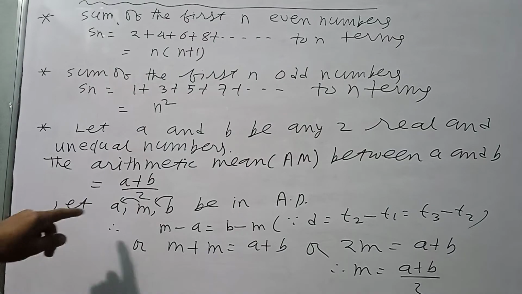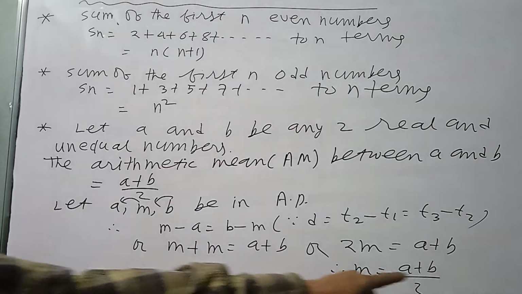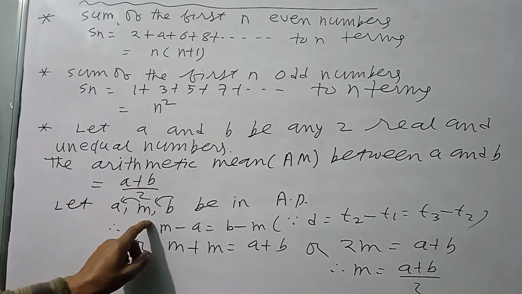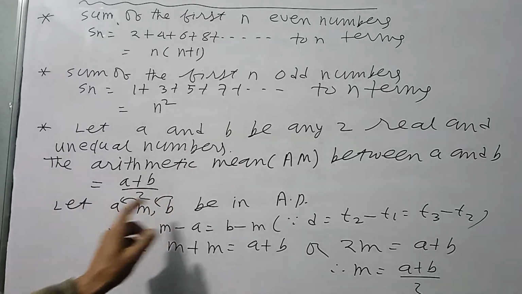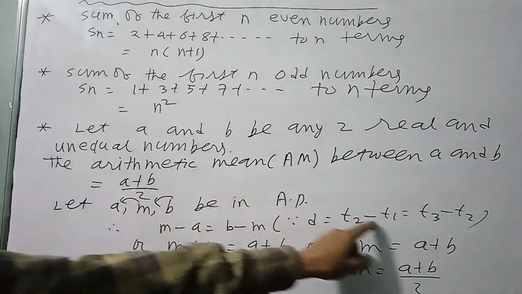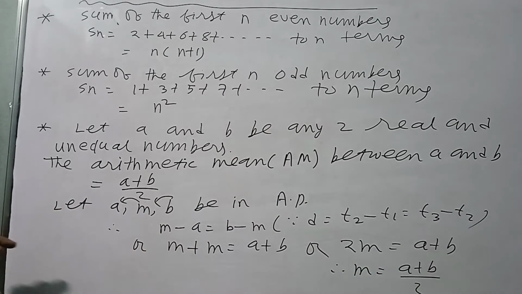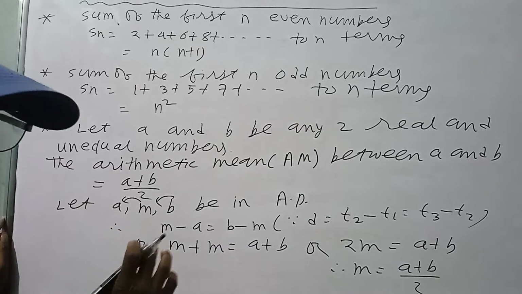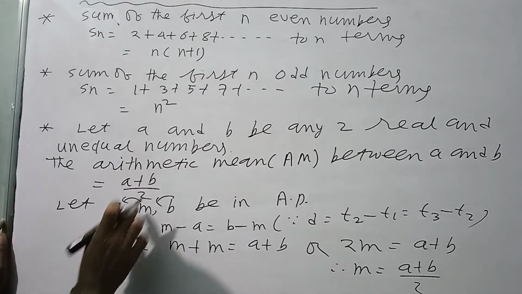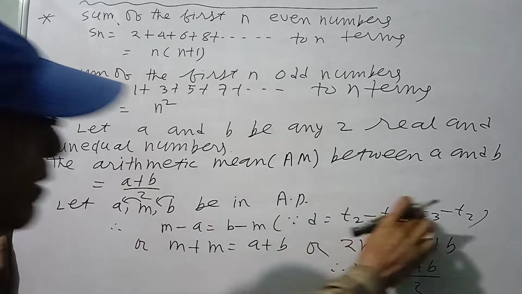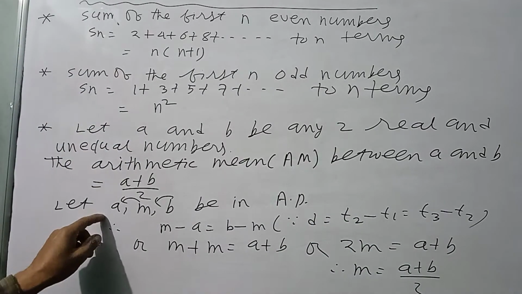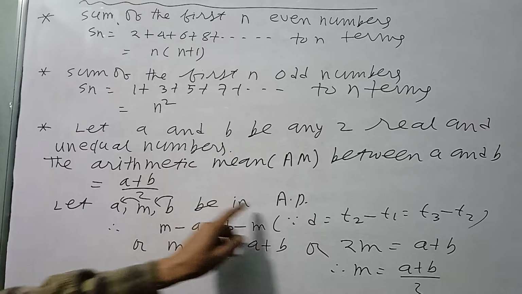Or you can prove it this way: M equals A plus B by 2. M is the arithmetic mean between A and B. That means A, M, B are in AP. If you change it, 1 by A, 1 by M, 1 by B are in harmonic progression, HP. But we are not dealing with this. A, M, B are in AP.